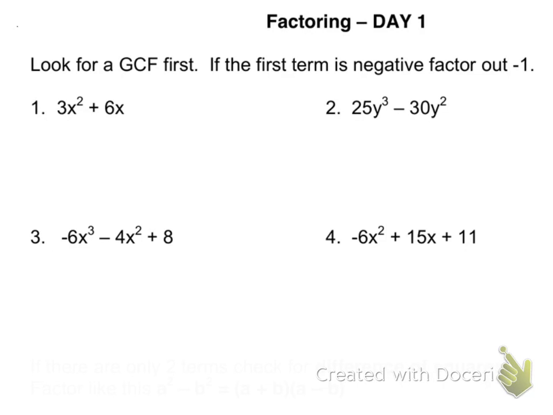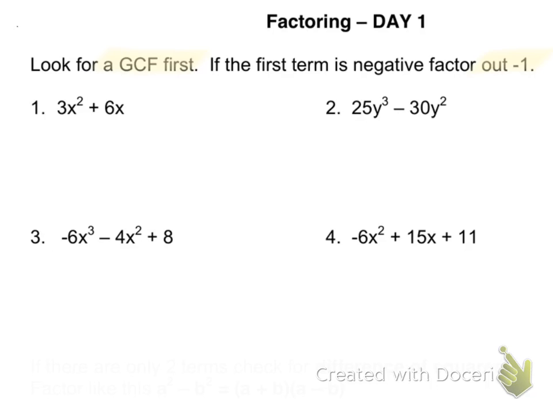All right, good morning. We're going to start with factoring. This is Unit 5, 5.1 in Algebra 2. Now, the first thing I want you to see is that the first thing you need to look for is a greatest common factor whenever you're factoring. And if the first term is negative, be sure you factor out a -1, so the first term would be positive. So let's work some examples.